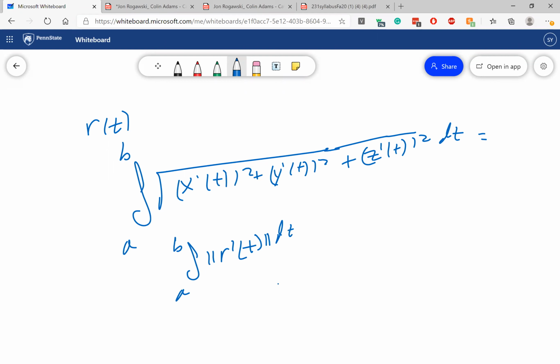And then we said that you can also find the speed of a vector at a certain point, and that was by just looking at the magnitude of the derivative. So the magnitude of the derivative at some point tells you the speed at that point.